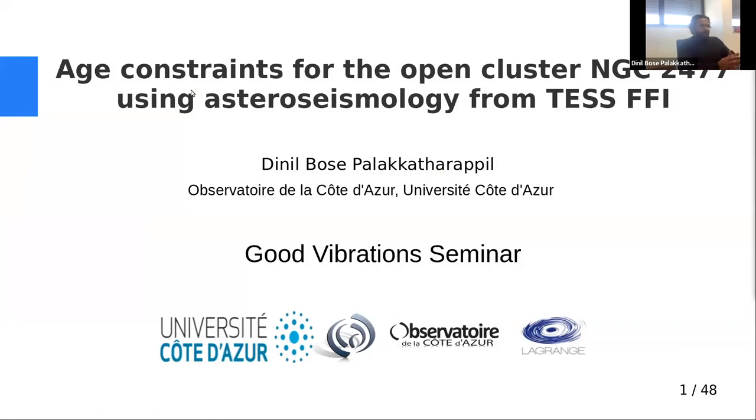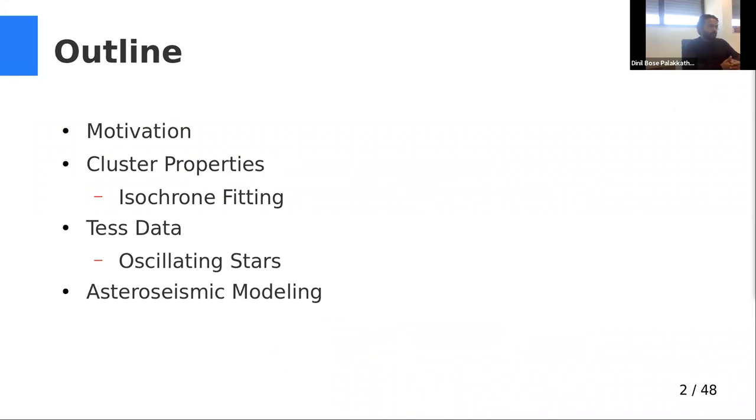Okay, so thank you, Tiago, for introducing me to the group. Today I will be talking about the cluster NGC 2477 and how I use asteroseismology to determine the age of the cluster. So today I will start with the outline of my talk. First of all, I will talk about the cluster properties, and then I will talk about the isochrone fitting. Then I will talk about how we found the oscillating stars using the TESS data. Then finally I will use the frequencies from the oscillating stars together with the cluster properties and how I determine the age of the cluster.